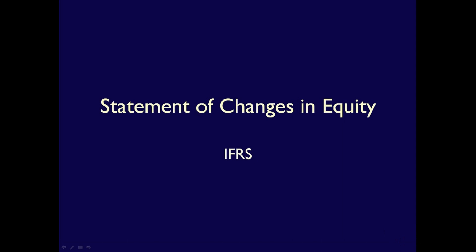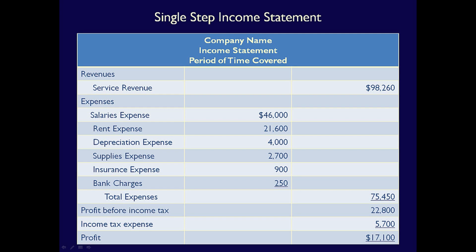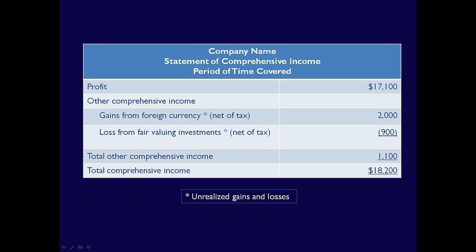Hello, and in this video we'll be exploring the statement of changes in equity under IFRS. First, let's remind ourselves of the proper order of the financial statements. The income statement comes first. The profit or loss at the bottom of the statement, which is a measure of a company's performance, is the opening number in the statement of comprehensive income. This statement then adds or deducts unrealized gains or losses to provide a broader definition of profit or loss, one that includes both realized and unrealized amounts.